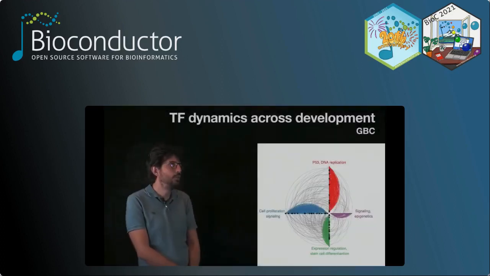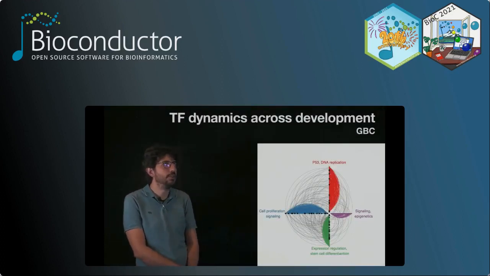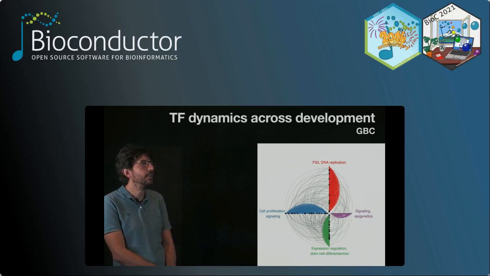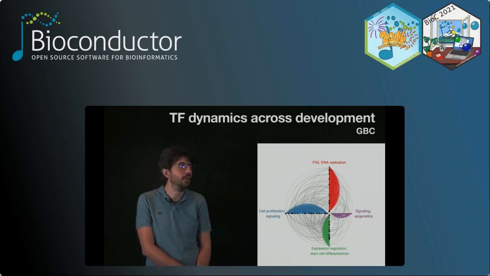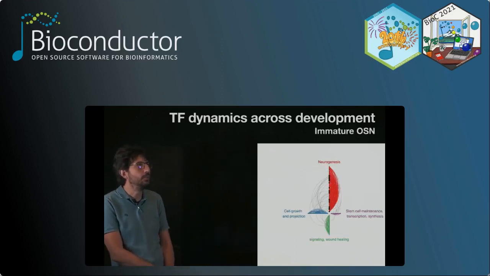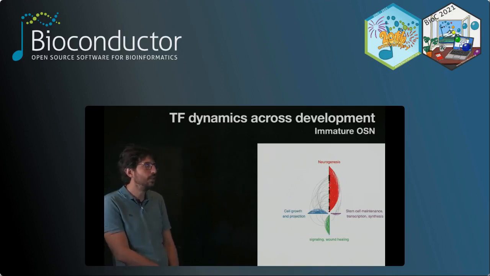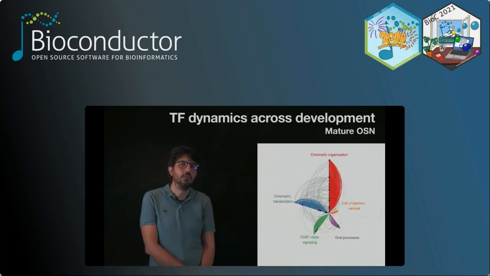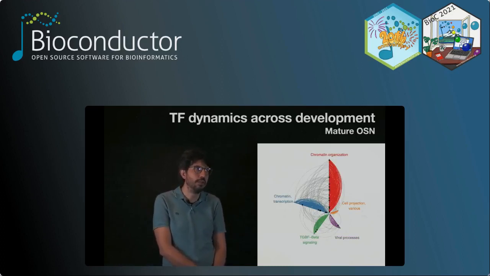And then as we move on towards neurogenesis in the GBC stage, we see cell proliferation, signaling, expression, regulation, stem cell differentiation, and p53 and DNA replication start to play a role. And then when we move to immature neurons, we see that neurogenesis now is the biggest term. And then as we reach the mature neuron stage, we now have chromatin and TGF beta signaling.